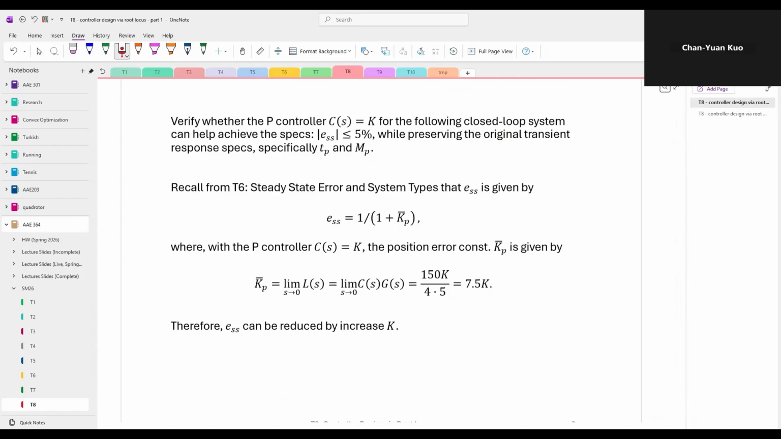And to do so, let's recall from topic 6 that for a type 0 system, the steady state error to a unit step input is inversely proportional to the position error constant, which is equal to 7.5K in this case. So from here, we can see that the steady state error can be easily reduced by increasing the gain K.